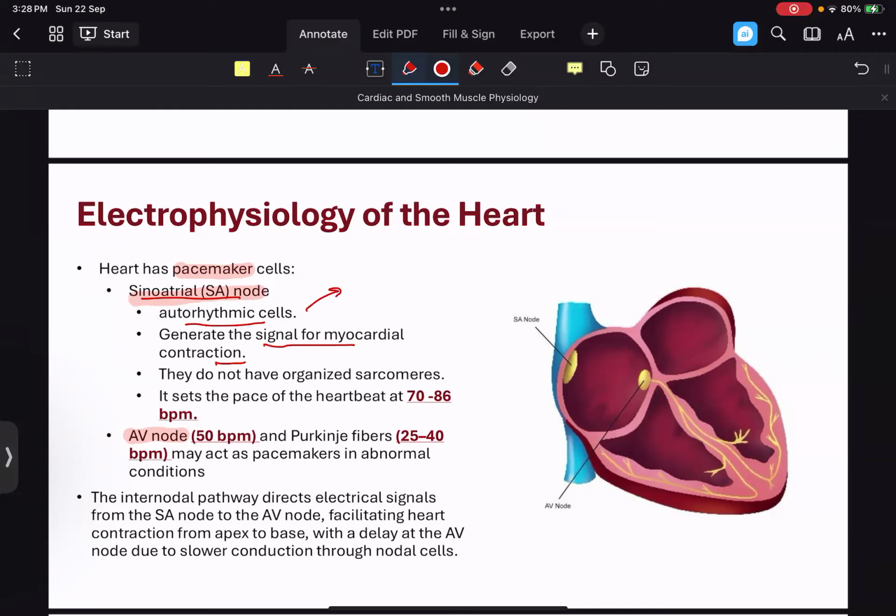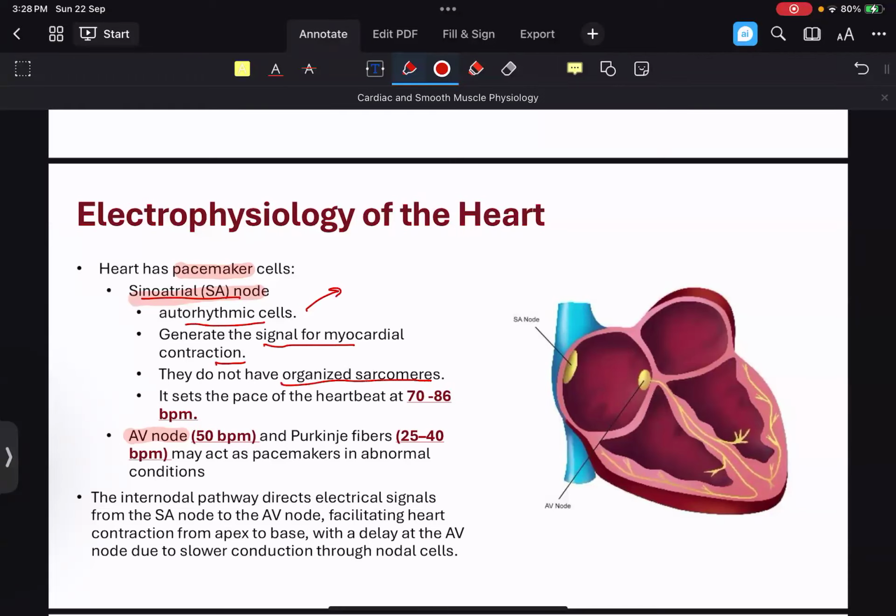So once they depolarize, that signal will spread throughout the heart, and it's going to tell the cardiomyocytes to contract right now. They do not have sarcomeres. That's because pacemaker cells are not contractile cells. Okay, keep that in mind. Pacemaker cells are cells that create electric signals. They do not contract themselves.